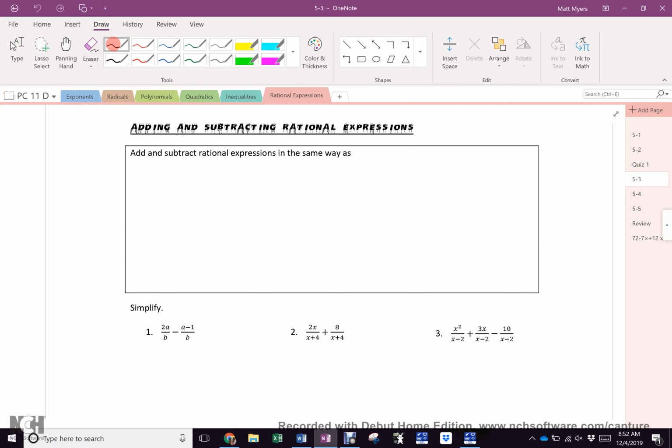Sorry. It is in the same way as fractions. Now, just to remind you of that, let's do one. 3/7 plus 8/9. Obviously, we cannot add those. Of course, we need what? A common denominator. What is it? How did you know it was 63? Because you did 7 times 9.